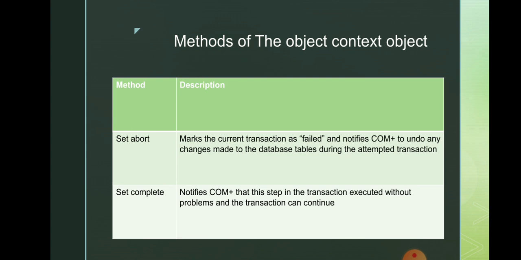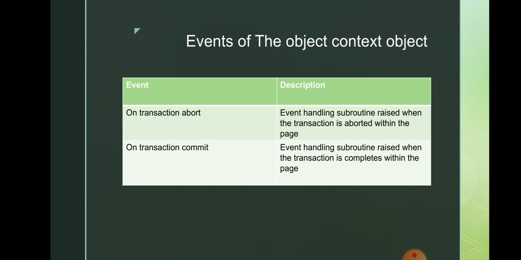Okay. Next, the events of the object context object. There are two events in the object context object. One is on transaction abort and the other is on transaction commit. On transaction abort means if there is any failure in a transaction, an event is raised. That is the event on transaction abort. Next event is on transaction commit. On transaction commit is an event raised when the transaction is successfully completed within the page.